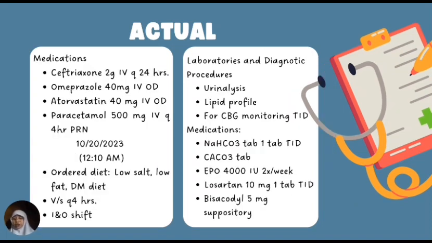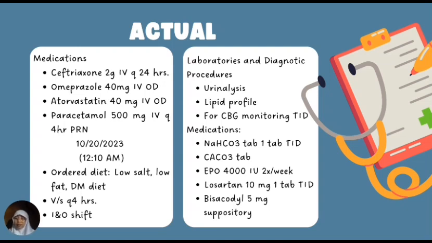Next, for medication, the patient was given ceftriaxone 2 grams IV every 24 hours. So this is an antibiotic used to prevent and treat various bacterial infections. In cases of a patient with acute kidney failure, infection can often exacerbate the condition. Next is omeprazole 40 milligrams IV once a day. So omeprazole is a proton pump inhibitor that reduces stomach acid production to prevent or treat issues like gastrointestinal bleeding or ulcers.